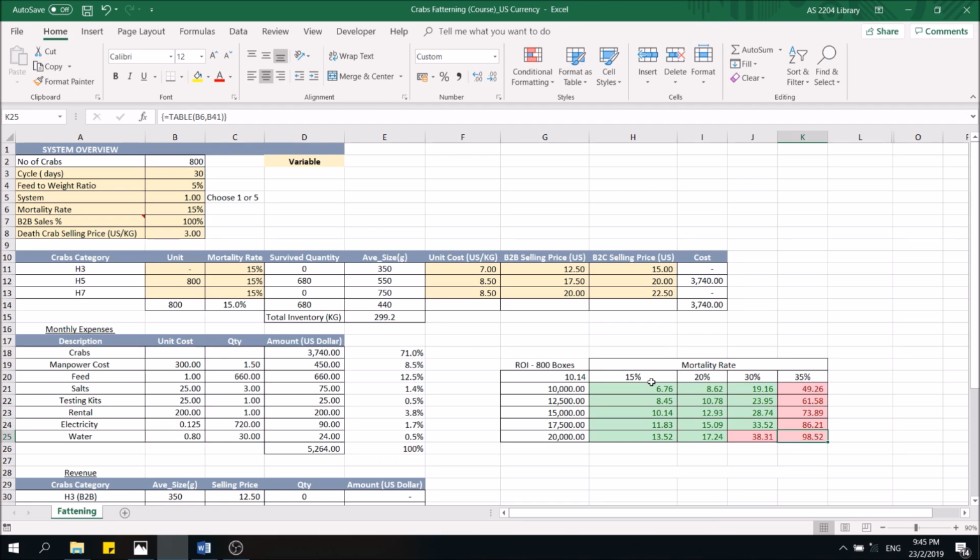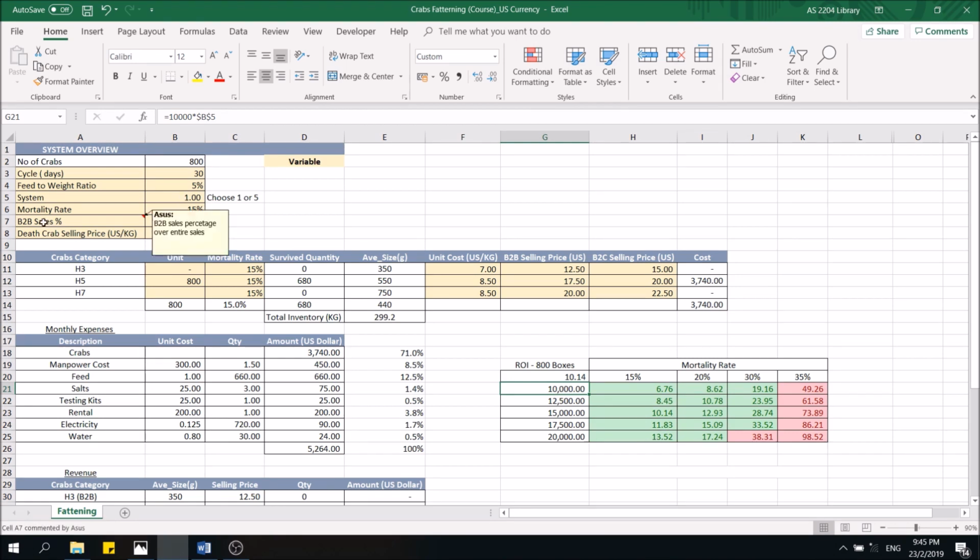So you can play around with mortality rates, and of course you can play around with capex. But I think the mortality rate is more sensitive compared to capex, which a typical setup cost nowadays is around $15,000. If you want to DIY yourself, you can probably go lower than that, so maybe you can achieve $10,000 per system.